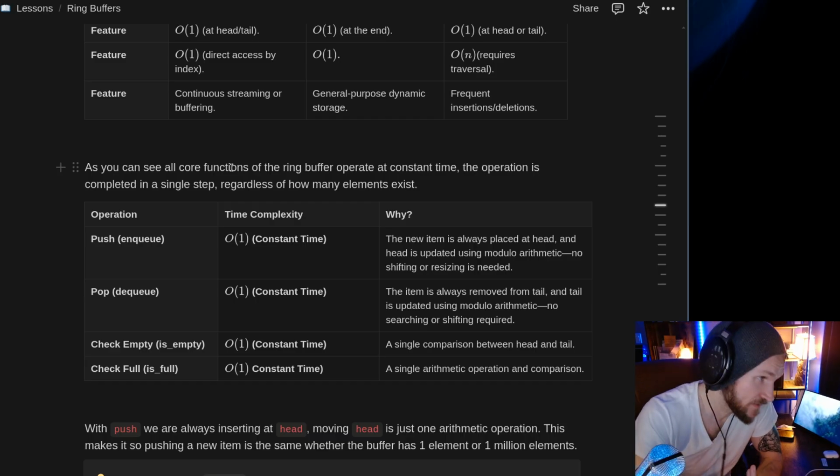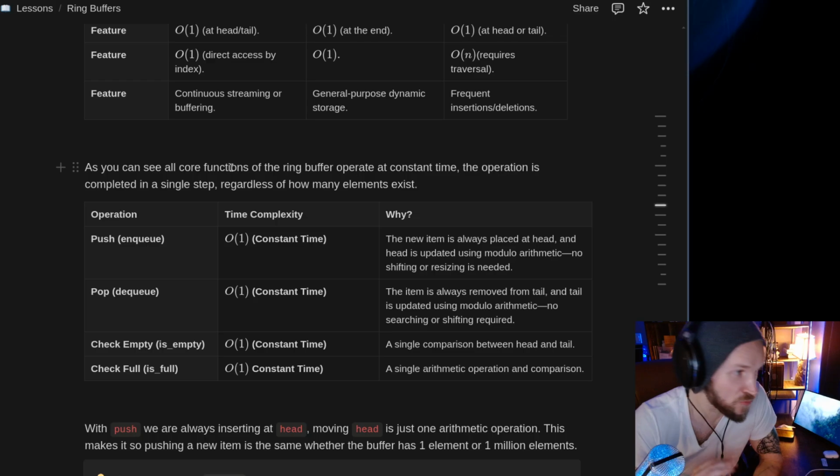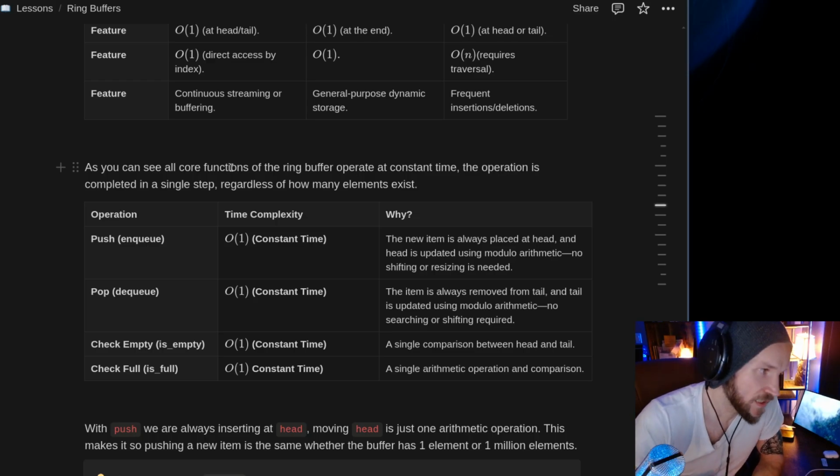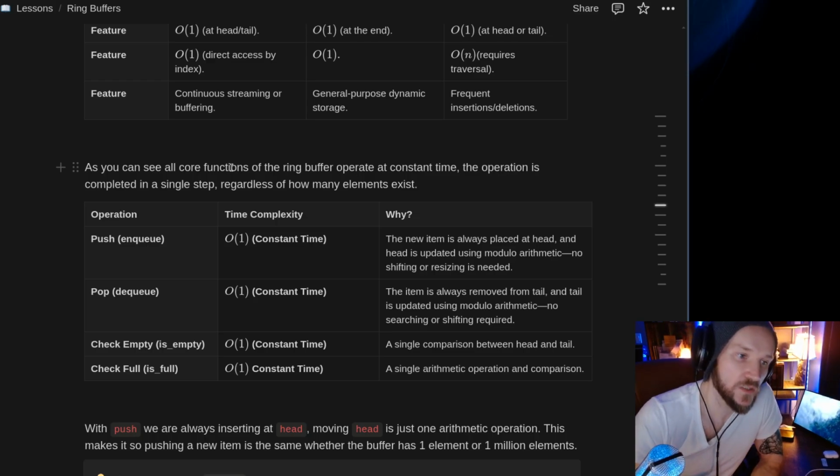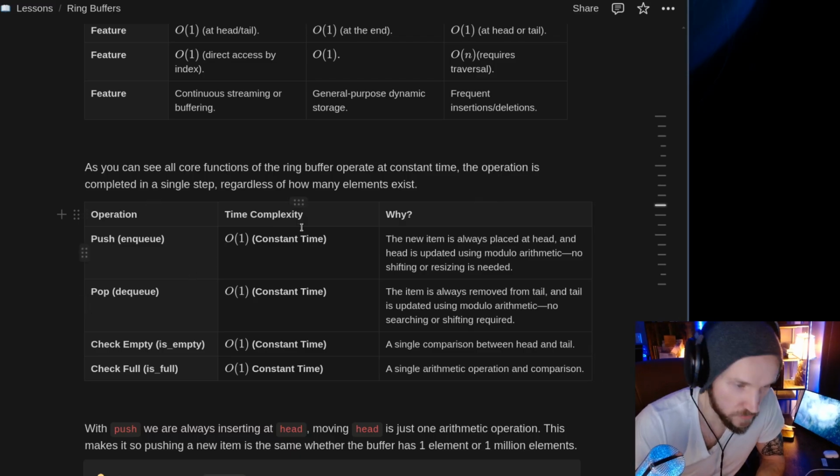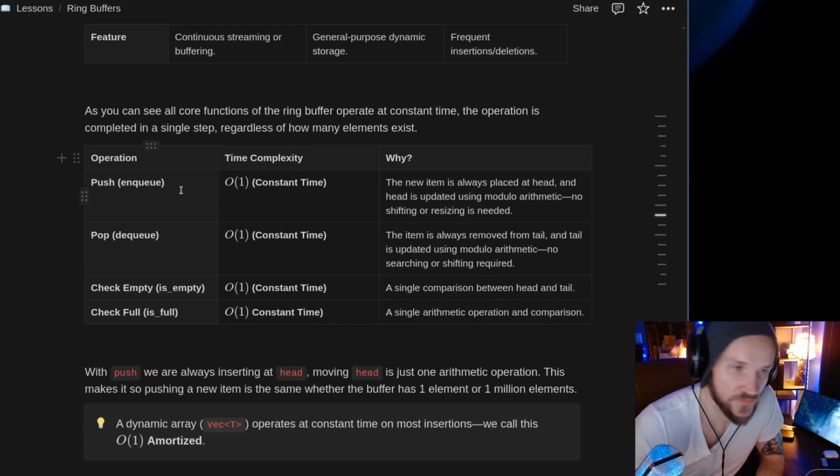And so, you guys have heard me talk about my rules of thumb when it comes to big O. And this is my rule of thumb when it comes to identifying constant time, right? If what you're doing is completed in a single step, regardless of however many elements exist, you're dealing in constant time, right? So here, push is often called enqueue, pop is often called dequeue, okay?